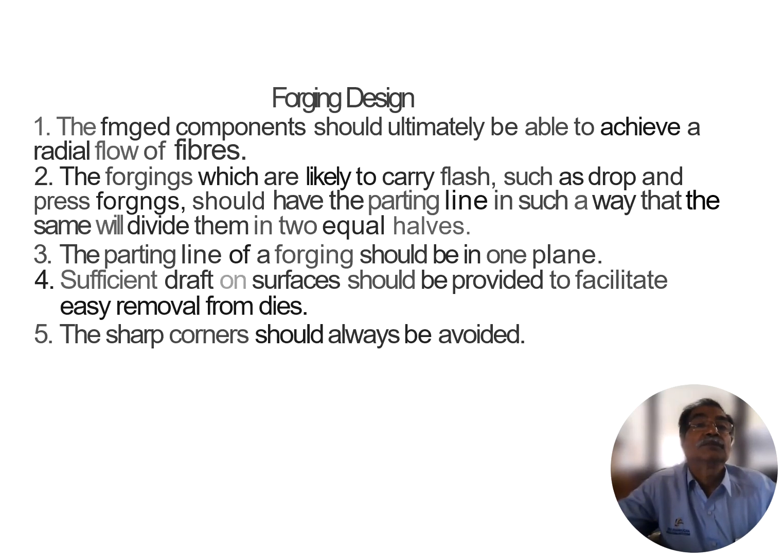Now, in forging also, the following points should be considered. The forged component should be able to achieve radial flow of grains or fibers. The forgings which are likely to carry flash, such as drop and press forging, should preferably have the parting line in such a way that it will divide them into equal halves. The parting line of forging should, as far as possible, be in one plane. Sufficient draft on surfaces should be provided to facilitate easy removal of forging from the die. Sharp corners should be avoided in order to prevent concentration of forces.